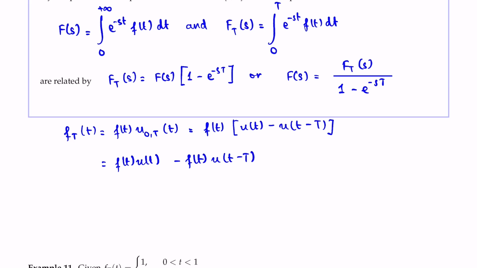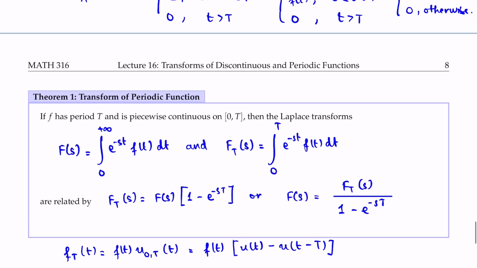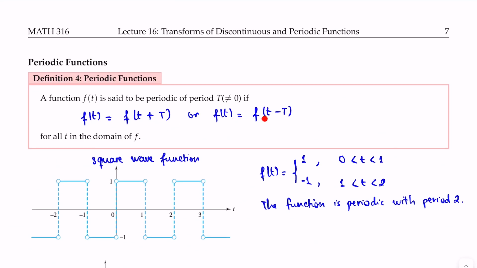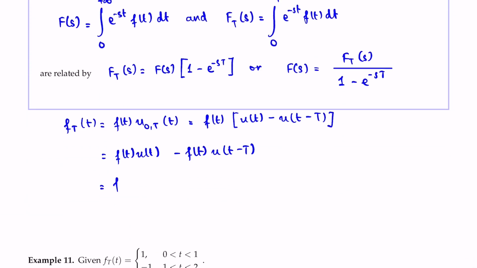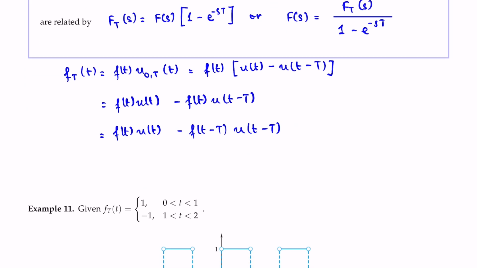Remember, you are working with periodic functions, so little f is a periodic function, and by the definition of periodic functions, f of t is equal to f of t minus capital T. So you can rewrite this as f of t times u of t minus f of t minus capital T times u of t minus capital T. Then you apply the Laplace transform on both sides of the equations.